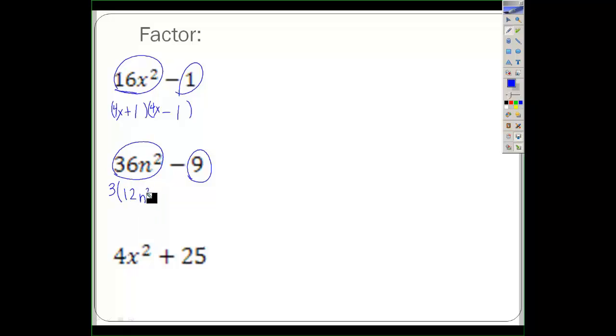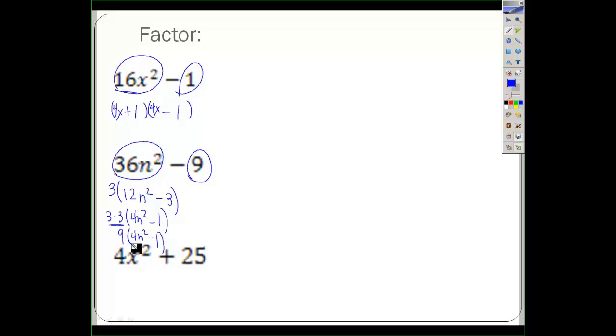That leaves me with 12n squared minus 3. Okay, but better yet, I notice they have another 3 in common. So if I pull another 3 out, now I have 3 times 3 times 4n squared minus 1. And so that's 9 times 4n squared minus 1. And what I did was, because these are all held together by multiplication, I just pulled out another number and I just multiplied these together.